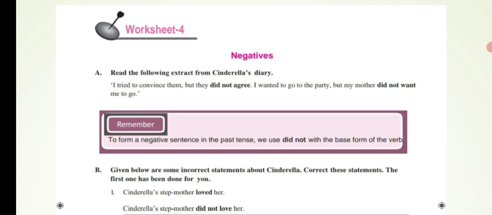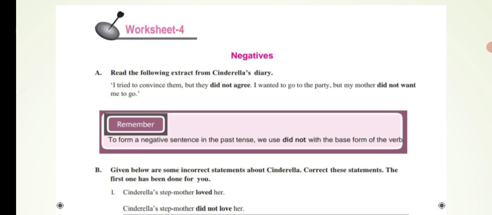So remember, to form or to make a negative sentence in the past tense, we use did not with the base form of the verb. Base form of the verb means first form of the verb. So now we will do the worksheet.